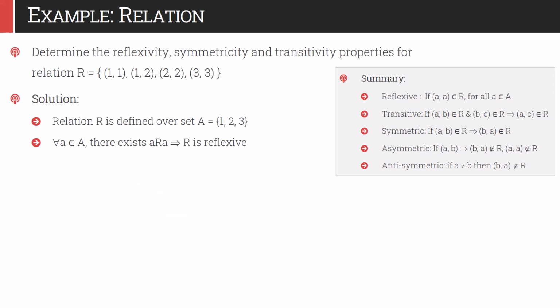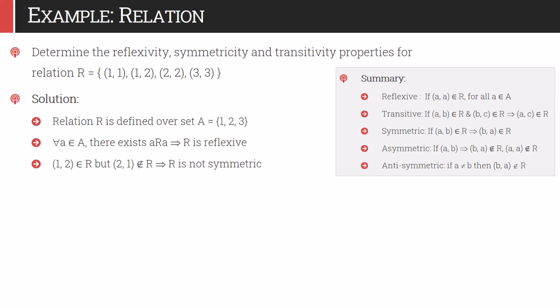And that is why R is reflexive. For a relation to be symmetric, we know that if (a,b) is in R, then (b,a) also should be in R. But as we can see, the pair (1,2) is in relation R, but (2,1) is not in R, and hence R is not symmetric.